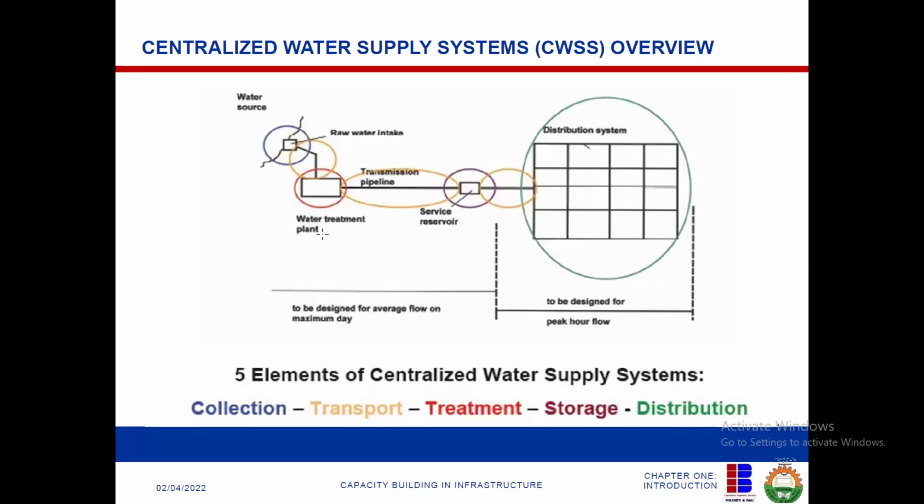From the raw water intake, you go to the transportation system, which is the transmission pipeline. Depending on the type and source of water, we have, based on their order of priority or economic extraction method, spring. Spring is the best. After spring, you have groundwater. After groundwater, you have surface water. After surface water, you have rainwater.